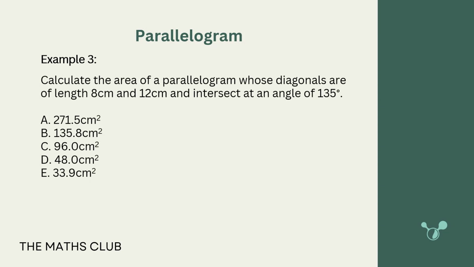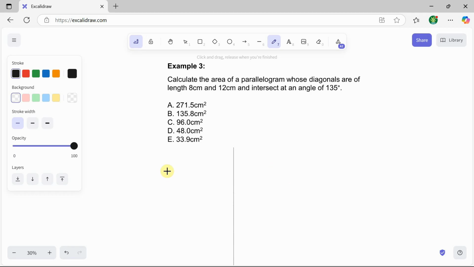Welcome back. I know that you might have used the area formula and said ab sine theta, but that is wrong. That's because a and b are the sides adjacent to each other. They're not the diagonals. What they give us is the diagonals and the angle the diagonals intersect at. So let's look at it together. So let's say this is the parallelogram.